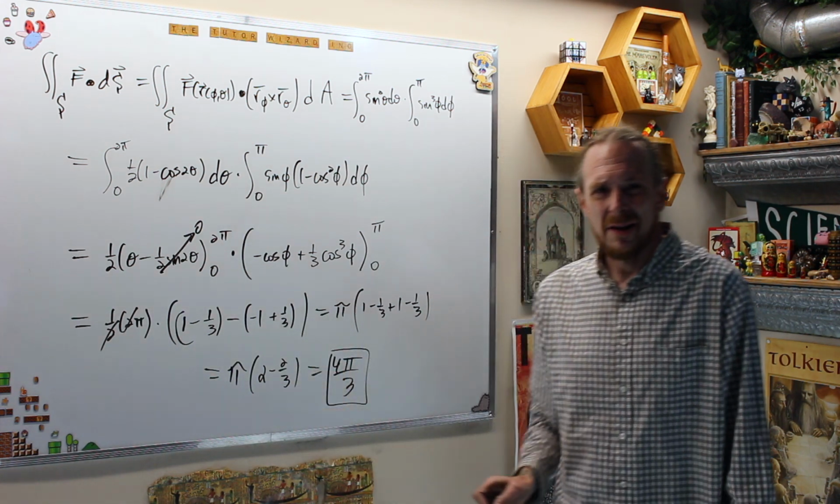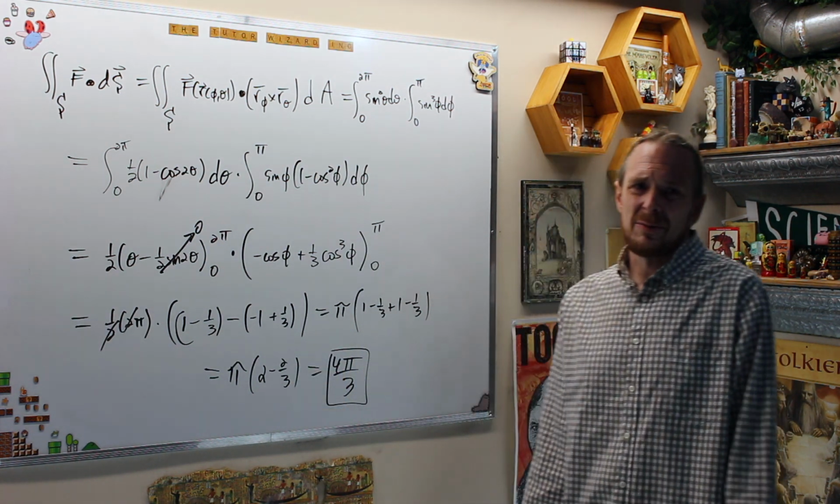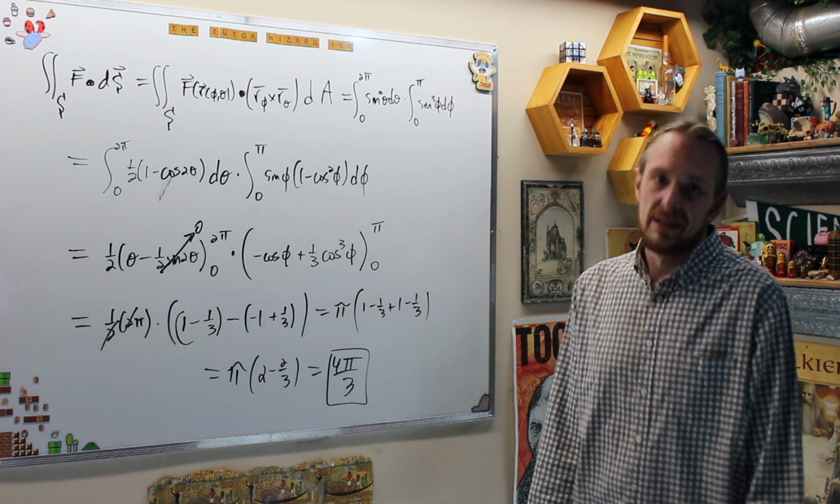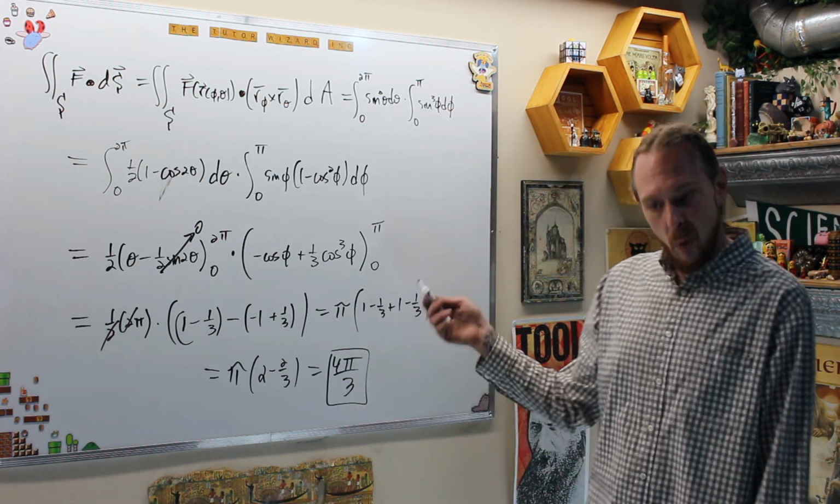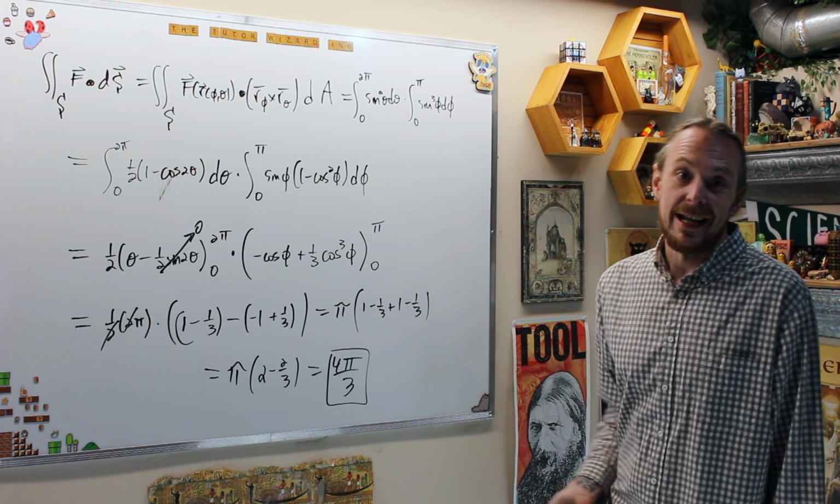Our radius was 1, so the flux coming across this is directly proportional to the surface area. Surface area is 4/3 pi 1 cubed, and the flux was exactly equal to that.